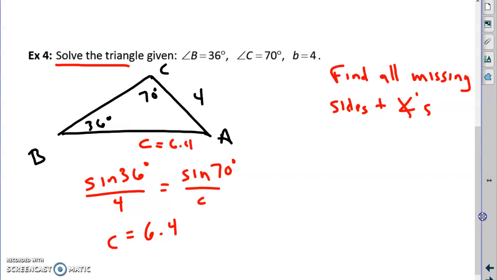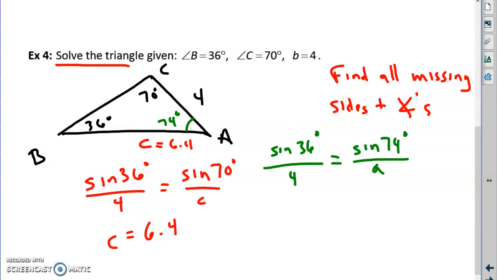Can we get angle 3? Yes, we can. Subtract from 180. Angle A is 74 degrees. And we have another law of sines. Sine of 36 over 4 equals sine of 74 over A. A equals 6.5. And again, if we looked at largest side opposite largest angle, they work.